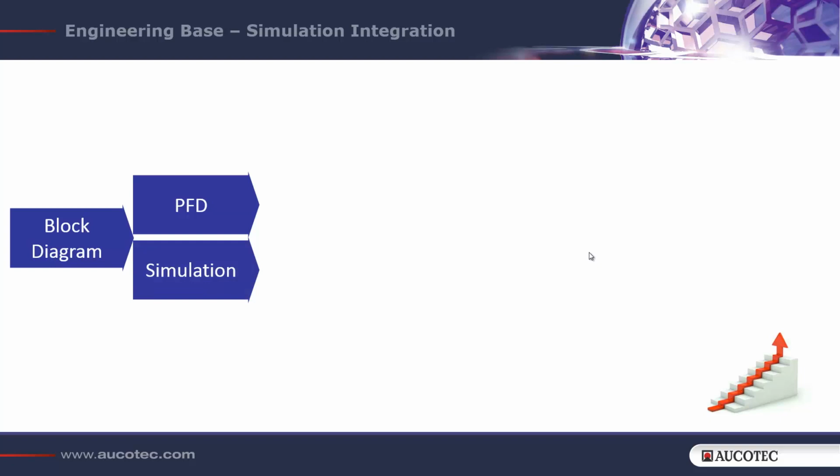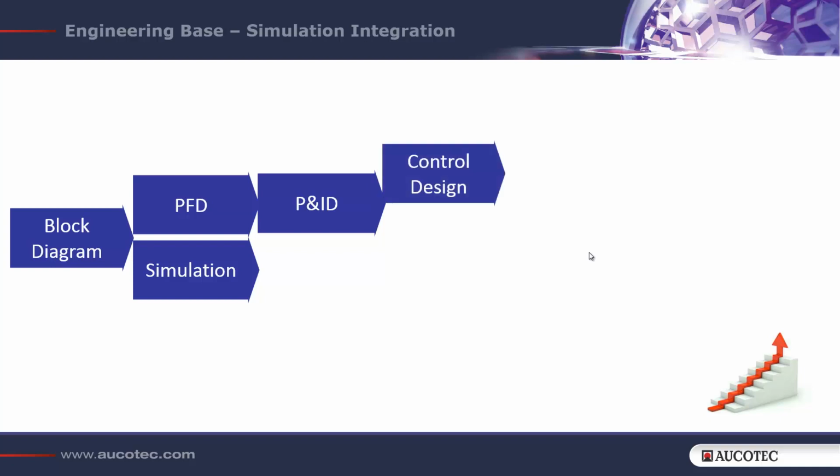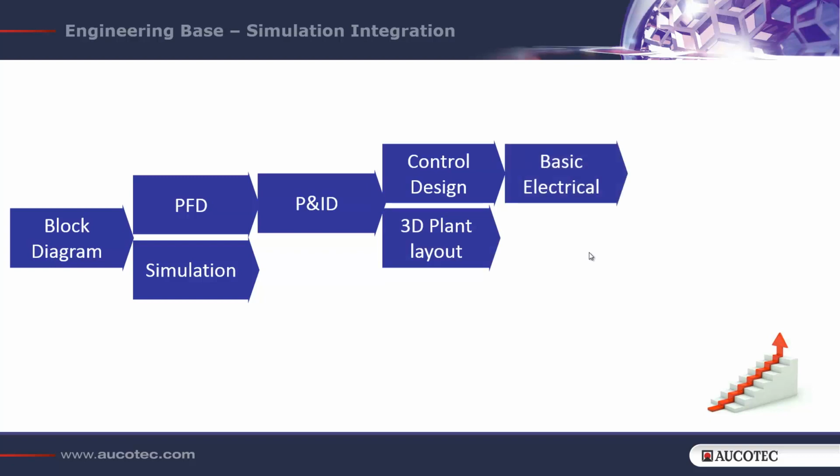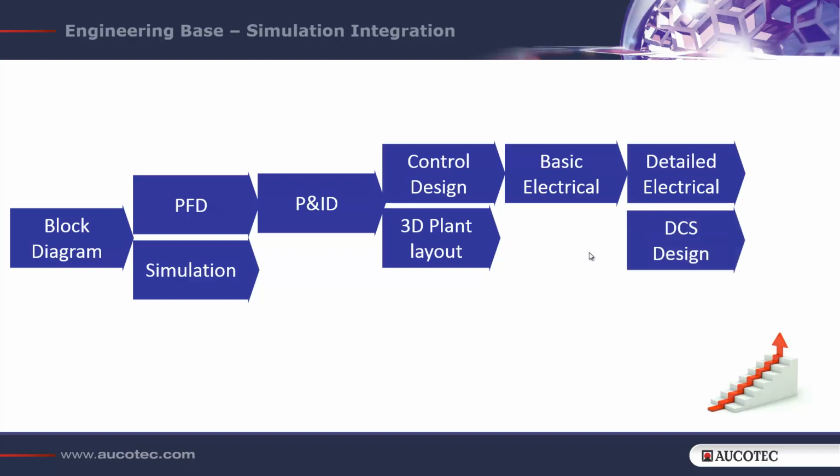In parallel to PFD, the simulation will be running, and from the PFD we can design the PNID. From the PNID, the controllers will be designed, and in parallel from the PNID, the 3D plant layout will be designed. And from the control design, the basic electrical can be designed. From the basic electrical, detailed electrical can be designed. And in parallel to detailed electrical, DCS configurations and designs can be done.